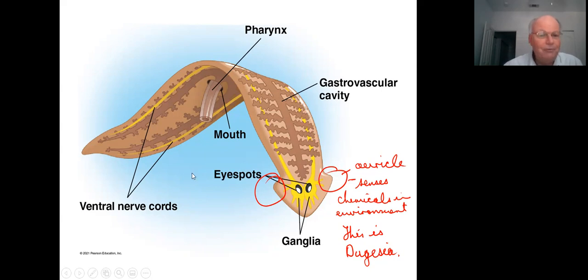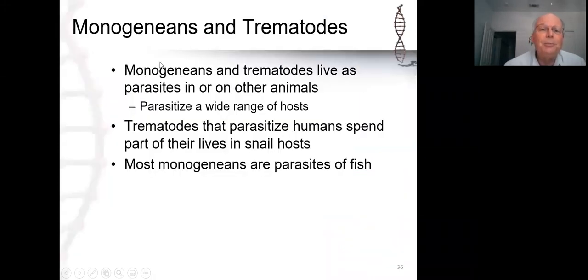Yes, penis fencing, a very unusual behavior, not something that you would have expected from something like a simple little flatworm. The next two classes are the monogeneans and the trematodes. These are parasites. So monogeneans are parasites of fish in both marine and freshwater environments.